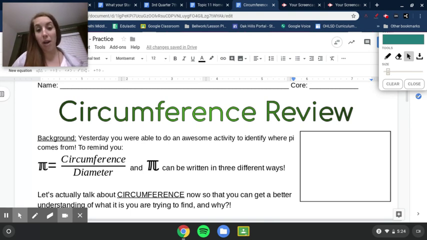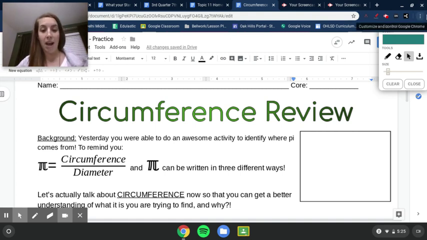First, yesterday you were able to do an awesome activity to identify where pi comes from. Just to remind you, we have the pi symbol, and it's the circumference divided by the diameter. So you were able to find the circumference of several objects yesterday, which is awesome, and then you could discover what pi was after you found the diameter and the circumference.